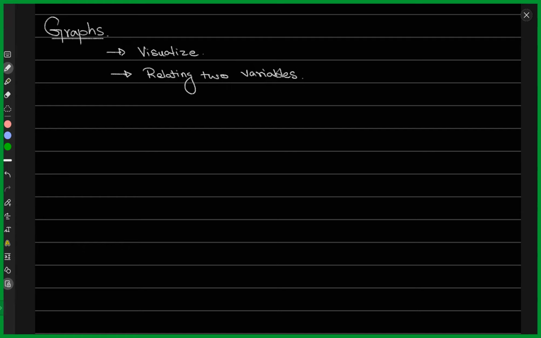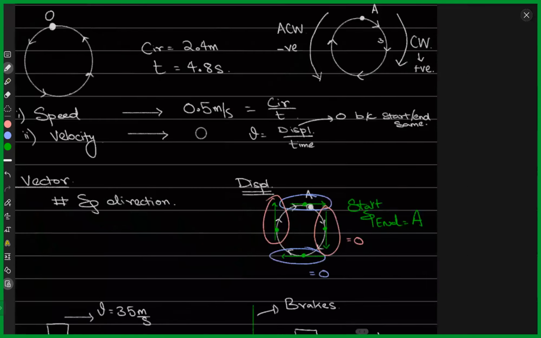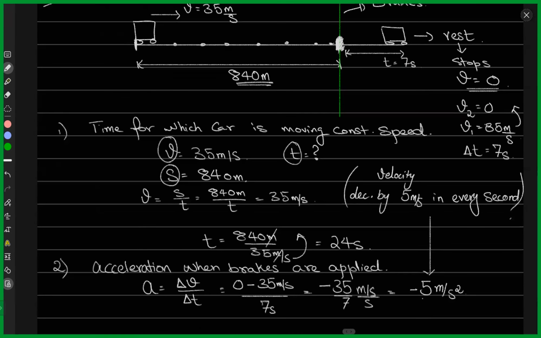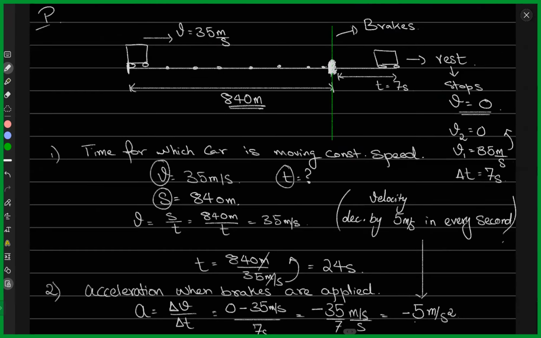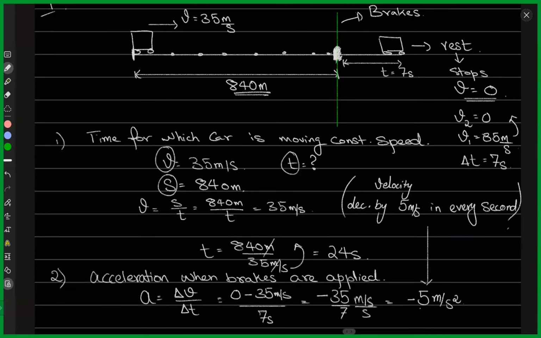Sir, can it be acceleration by time? Exactly. You're talking about the last problem, right, where the car's velocity was 35 meters per second and when the man steps on his brake, it decreases by 5 meters per second squared? Yes. Can you make a graph of this one, for example?